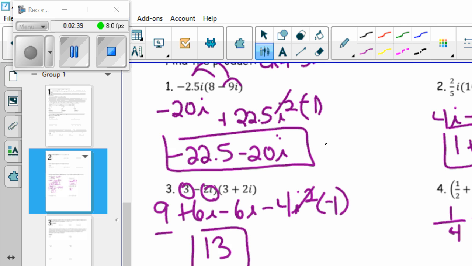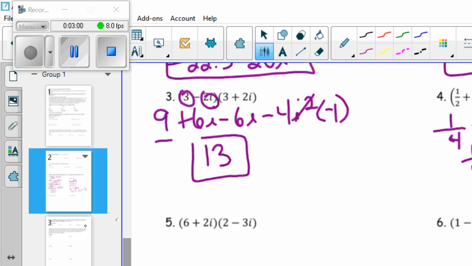So 2i, I have to square both of them. The 2 squared gives me 4. i squared is i squared. I replace i squared with -1. So now I have 1/4 plus 4. 1/4 plus 4 is 4 1/4, or I could change that to a fraction, which is 17/4.